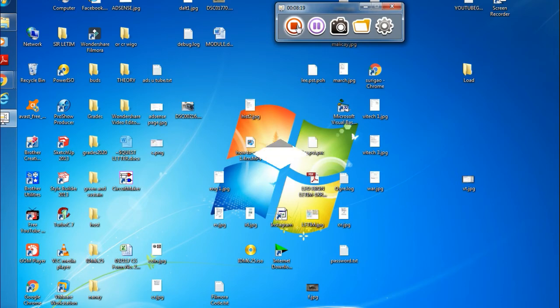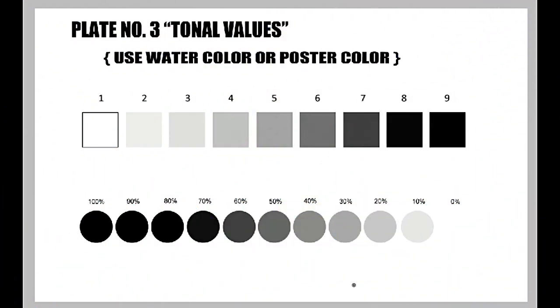Okay? Alright guys, here is your homework. This is your plate number 3 titled Tonal Values. Okay, tonal values is same with values in graphics or in drawing. Okay, so I have here two kinds of figures for you to put the tonal values completely from the lightest to the darkest, from white to black.